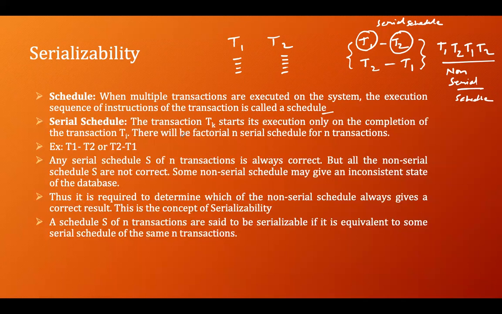Serial schedule means the transaction Tk starts its execution only on the completion of the transaction Ti. There will be n factorial serial schedules for n transactions. So it says that either T1 will execute all its operations, then T2 will execute, or T2 executes first, and after that, T1 is executing. That is called a serial schedule.